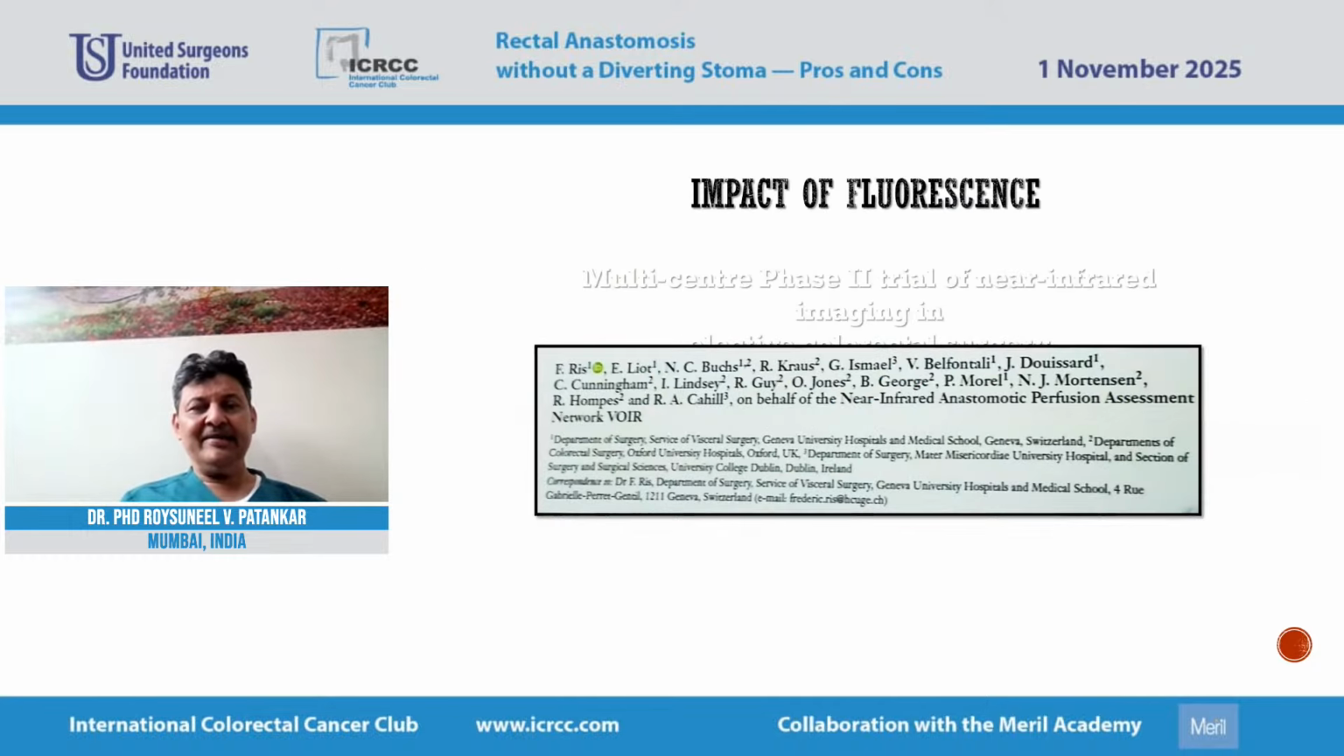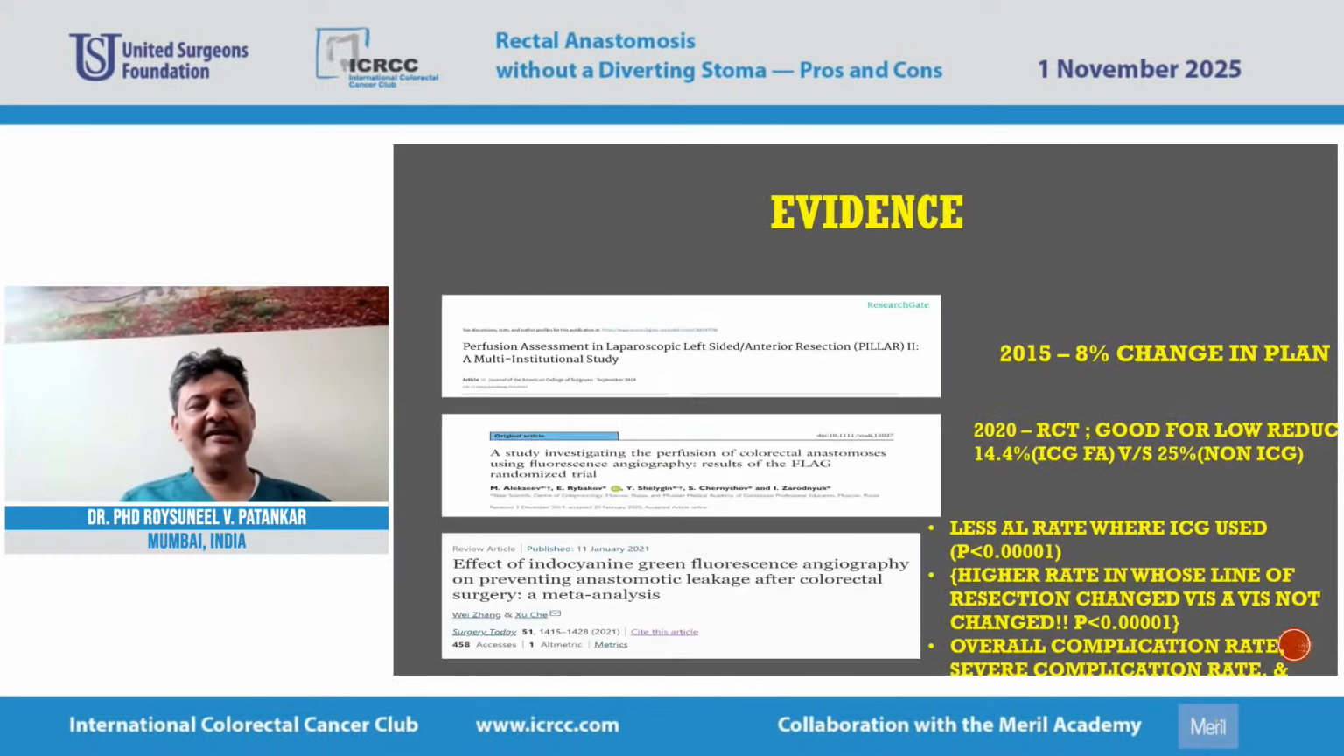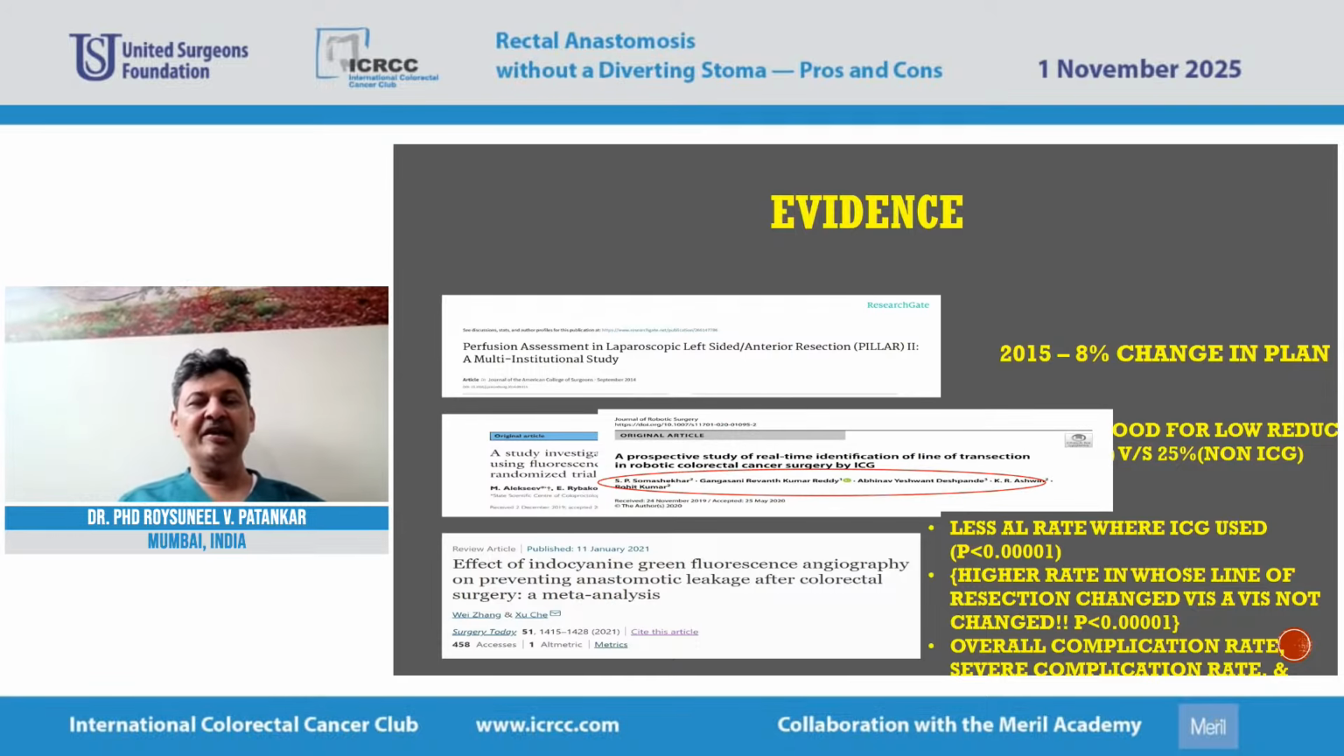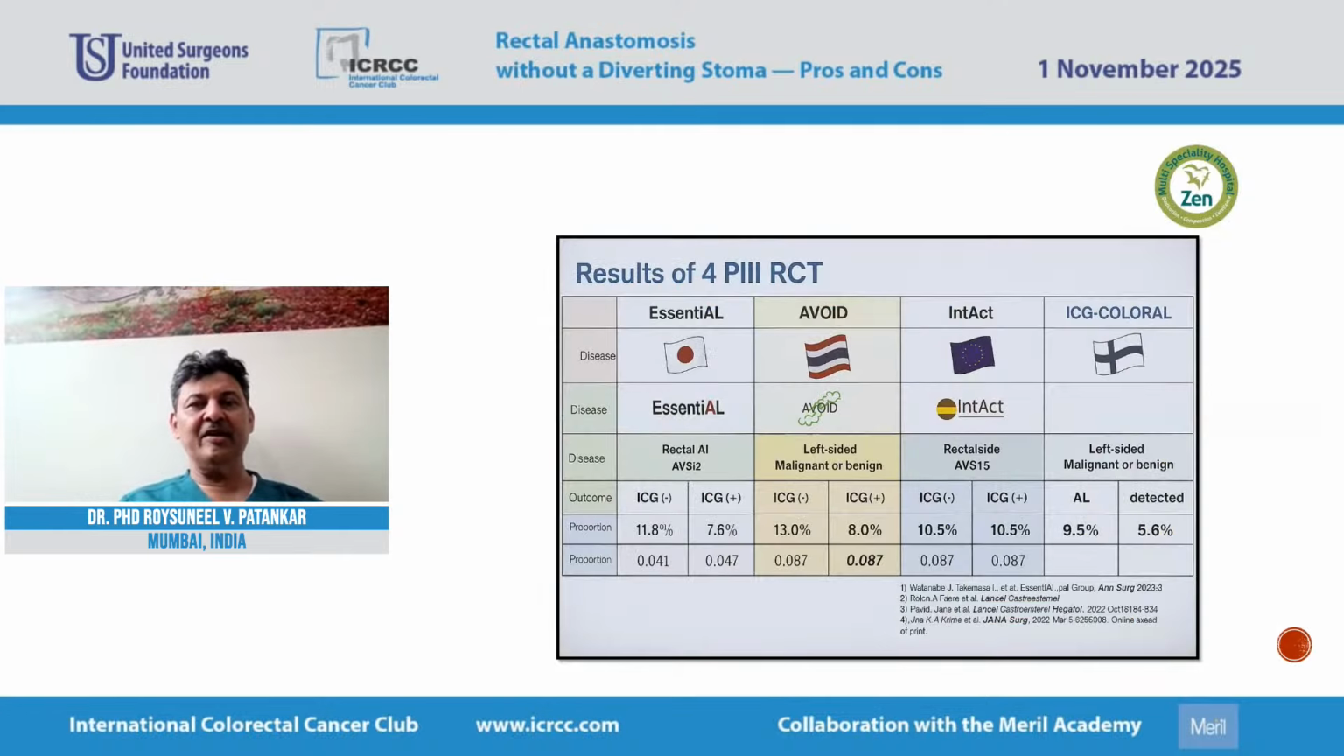Coming on to the data on ICG, this was a landmark paper by Rees in the British Journal of Surgery, which showed that in 3 to 4% of patients after ICG, the anastomotic line had to be revised. There have been a number of published studies on ICG. Although it has not come into our guidelines yet, I am convinced there is enough data to make the use of ICG a routine gold standard in all rectal anastomosis. Let's now look at the RCTs that have been published.